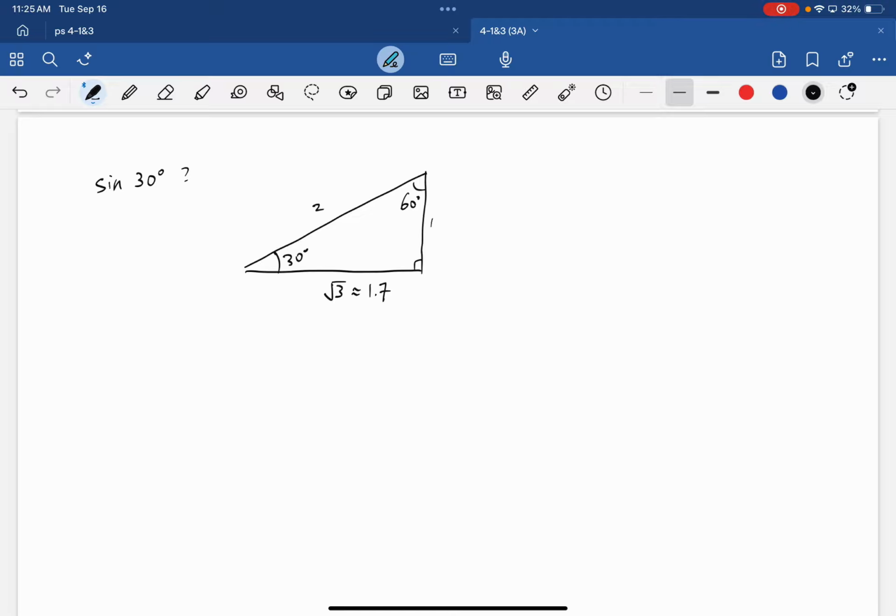1.73. Okay, so that's bigger than 1, right? So remember the longer side is always the root 3. Okay, so what is sine 30? It's going to be the opposite, which is the 1, over the hypotenuse, which is the 2. So that's just 1/2.